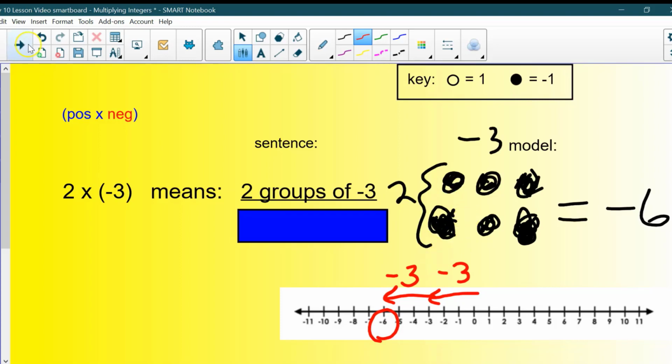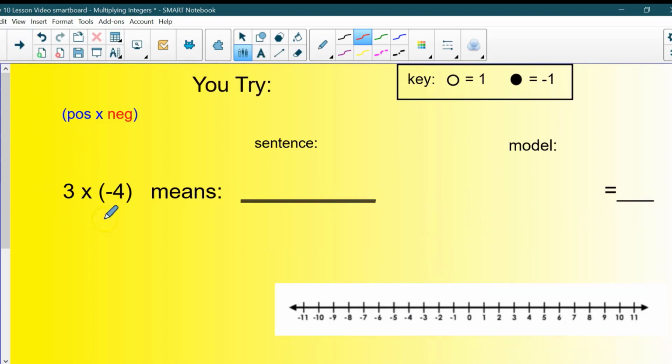Okay. So again, still a positive times a negative. What does 3 times -4 mean? So you're going to write the sentence on your paper. You're going to show that with the counters, what it equals, and show with a number line. Remember, it's just like the one we did before. So look at your notes. Go ahead, pause the video. When you're done, press play. And again, you'll have 2 quiz questions come up.